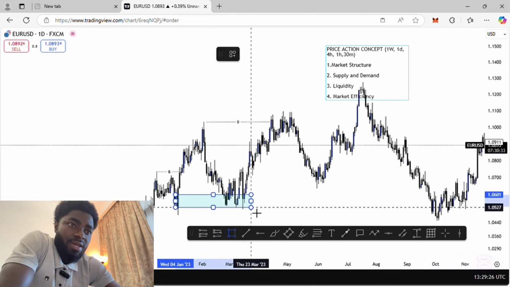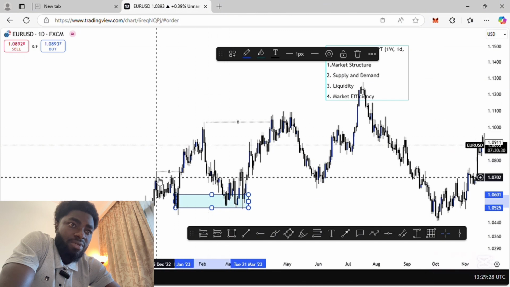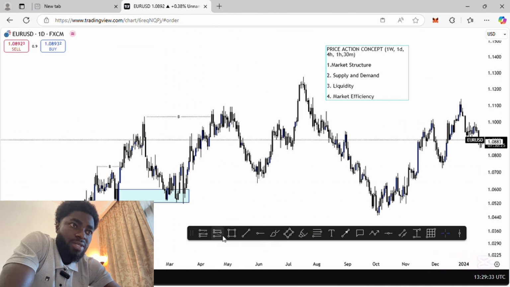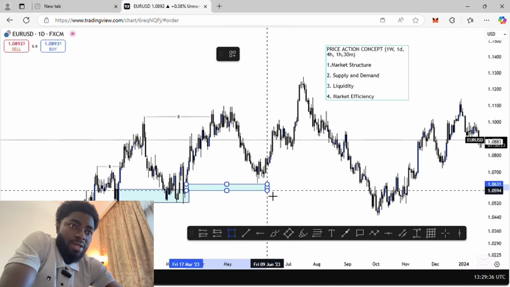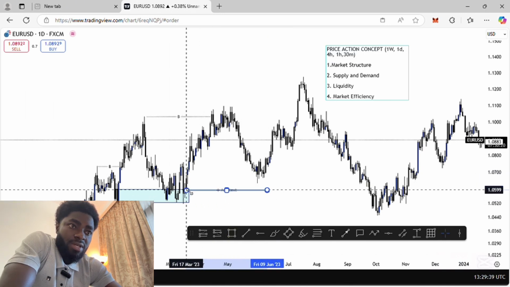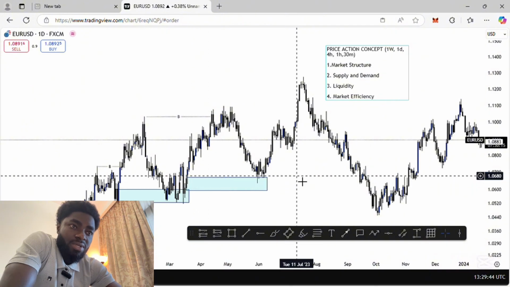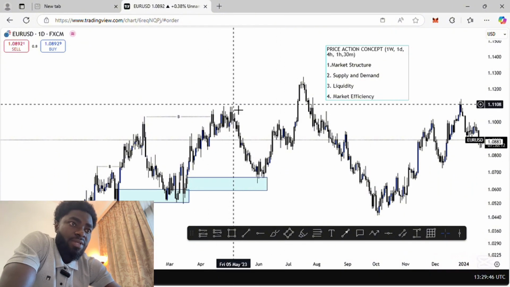So a break of structure. This is a demand zone. Price came to mitigate it. After this break, price drop came to mitigate it, broke it, and again demand zone here. This candle was used as a demand zone. Price came to break it.